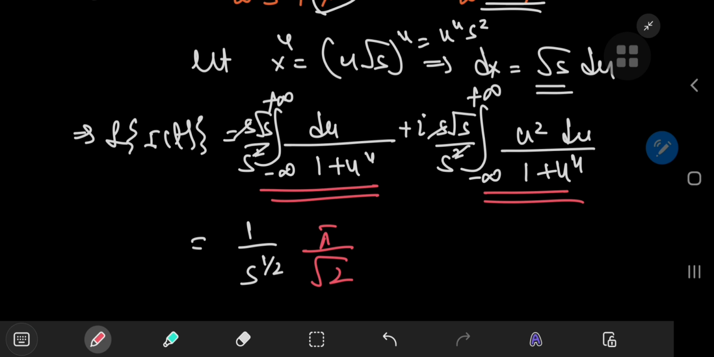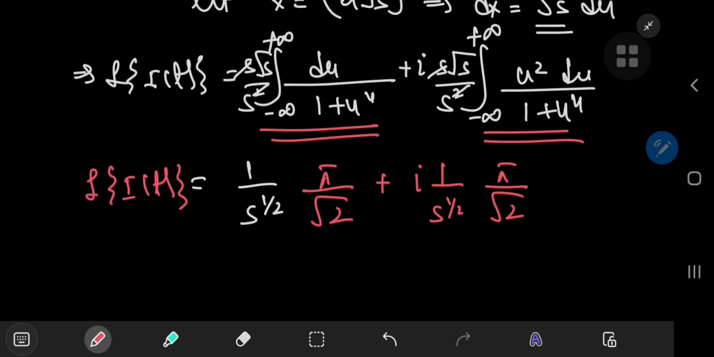However, in that video, I'm integrating from 0 to positive infinity. And so in this case, when you're integrating from negative to positive infinity, you have to double the result, because these are even functions, right? The integrands are even functions. So plus the imaginary part times the imaginary unit times 1 by s to the 1/2, or the square root of s, times this integral, which is also pi by the square root of 2. So this is the Laplace transform of I of t.